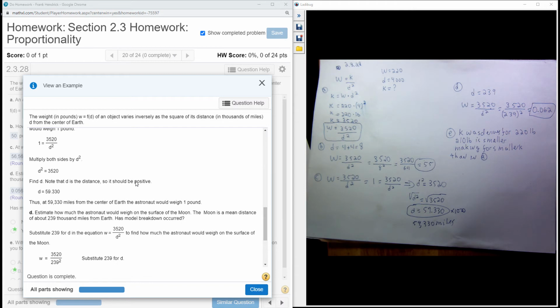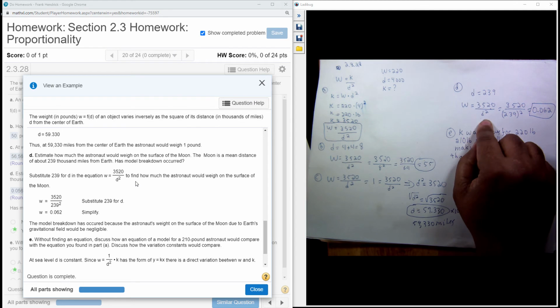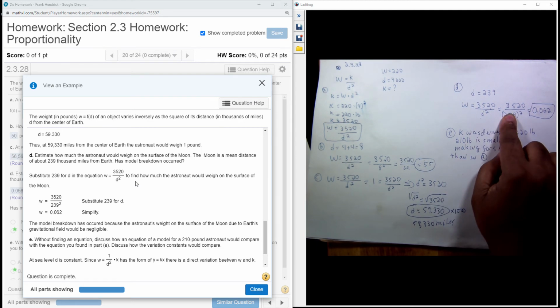Now we move on to number D here. Estimate how much the astronaut would weigh on the surface of the moon. Okay. The moon's mean distance is about 239,000 miles from Earth. So they're looking at measuring the Earth's gravity from the distance of the moon. Okay, so D is 239. So we plug in here. So with respect to the Earth, the person will weigh this many pounds, 0.062 pounds.